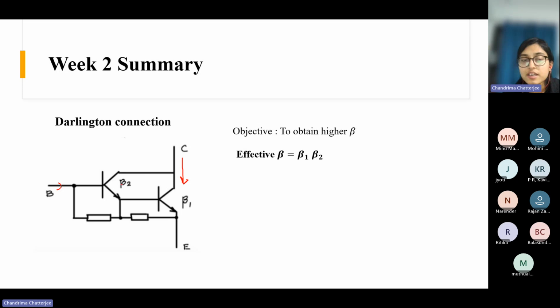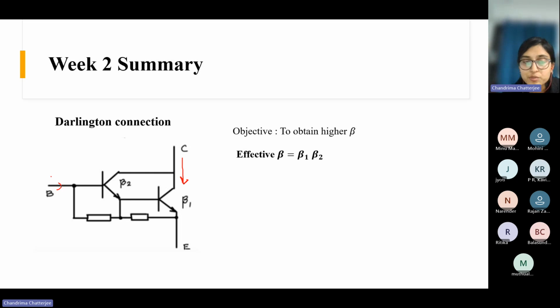Yeah, so even if you provide a very small base current, you can get a high collector current as the beta value is high. For a single device, this is kind of difficult, because after a point you can't increase the beta value due to the constructional limitations and other device physics reasons. So we can connect the devices like this.